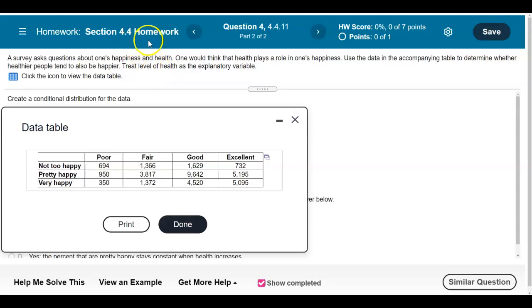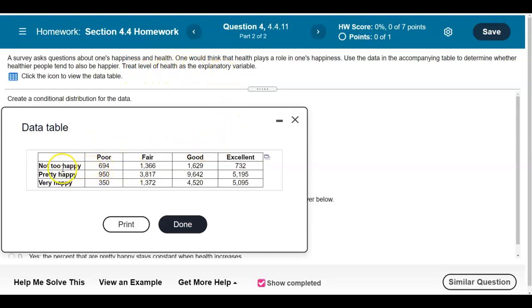Section 4.4 Homework, 4.4.11. A survey asks questions about one's happiness and health. One would think that health plays a role in one's happiness. Use the data in the accompanying table to determine whether healthier people tend to also be happier. Treat level of health as the explanatory variable.